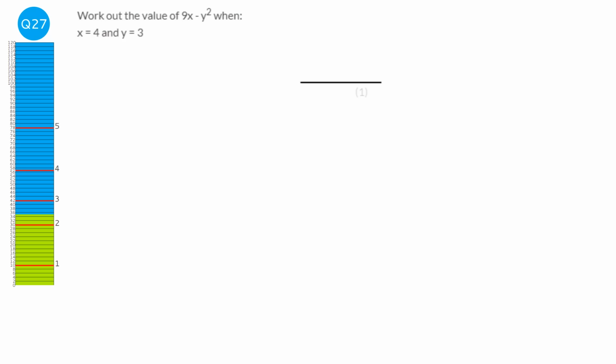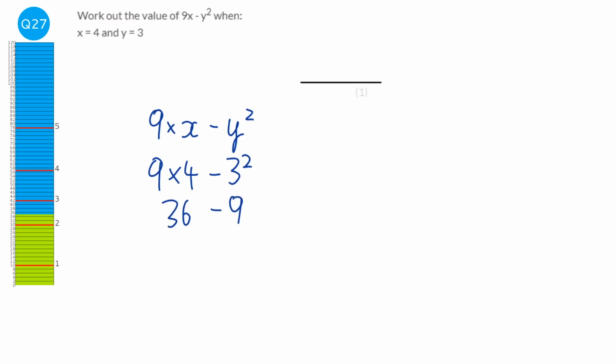I'm going to rewrite this expression by putting a times sign in, so 9 times (x minus y) squared. Then I'm going to substitute in the values, so x is 4, so it's going to be 9 times (4 minus, and then y is 3, so it's going to be 3 squared). So 9 times 4 is 36. 3 squared is 3 times 3, which is 9. And 36 take away 9 is going to be 27.